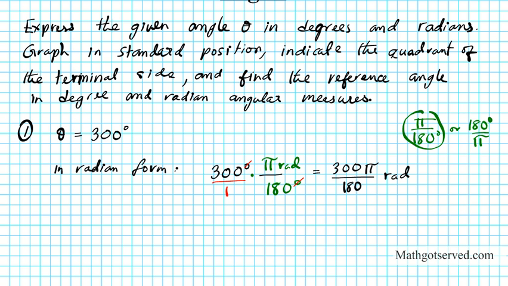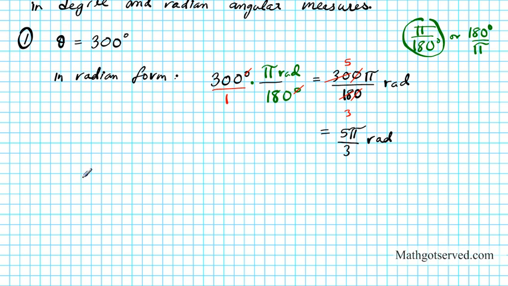Now, you notice the zeros divide out. So divide by 10. Now I can divide 30 over 18 by 6. If I divide the numerator 30 by 6, I'll have 5. And then if I divide 18 by 6, I'll have 3. So this whole ratio becomes 5 pi over 3 radians. So theta expressed in degree and radian form, we're going to write theta equals 300 degrees or 5 pi over 3 radians. So there goes our first answer.